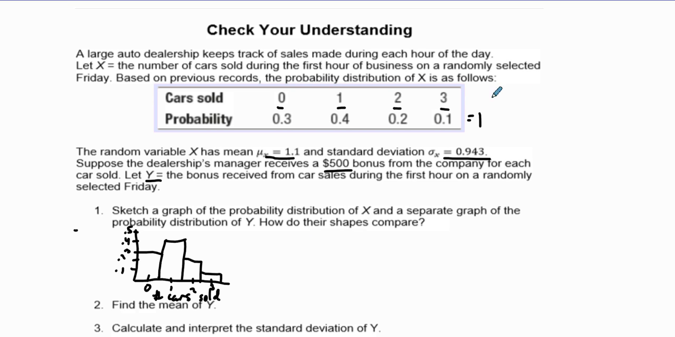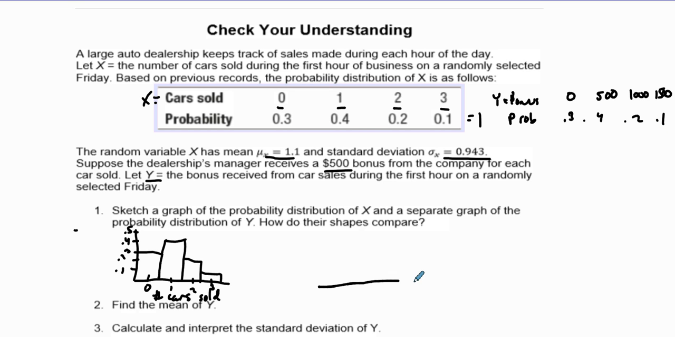Now we're adding our Y, which is going to equal the bonus received. How do we figure out this bonus? Well, if you sold 0 cars, you have 0 bonus. If you sell 1 car, you have a $500 bonus. 2 cars is going to be a $1,000 bonus. And then with 3 cars, it's going to be a $1,500 bonus. The probabilities of each of these bonuses are going to be the same as the probabilities down here: 0.3, 0.4, 0.2, and 0.1.